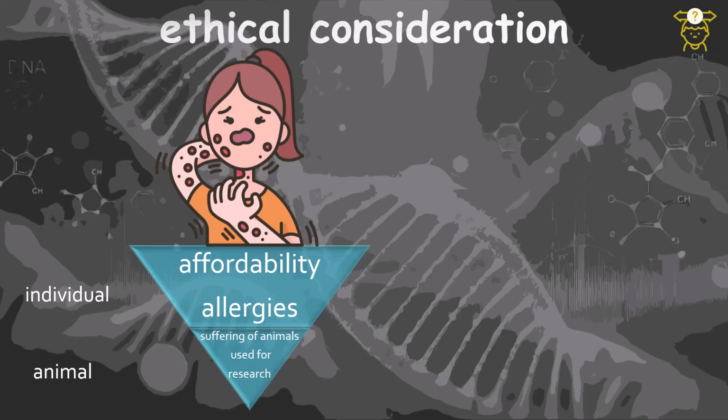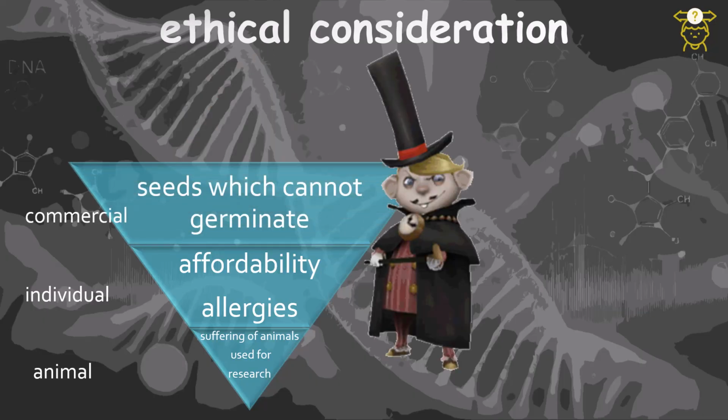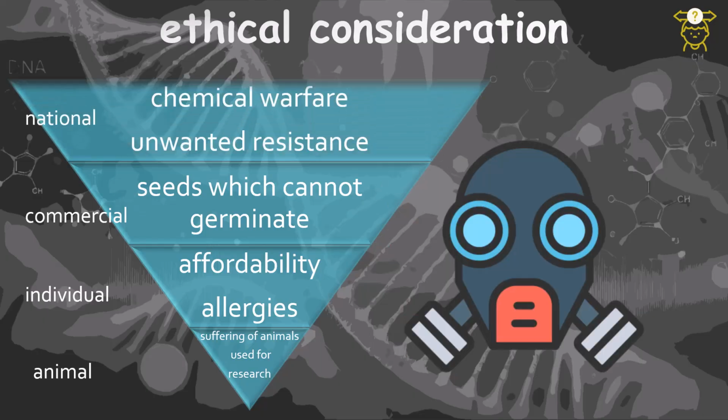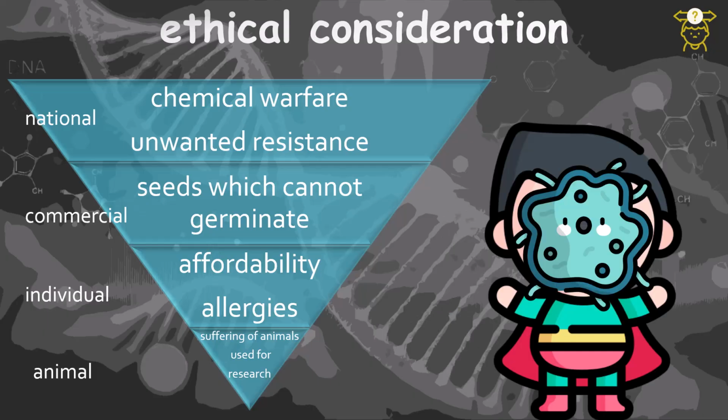At the commercial level, seeds produced from GM crops might be genetically engineered so that they are unable to germinate. This raises ethical concerns about whether it is right to force poor farmers to buy GM seeds every season. At the national level, genetic engineering research could be a precursor to chemical warfare, and resistance genes might unintentionally pass on to unintended organisms, such as weeds or bacteria, leading to ineffective pesticides or disease treatments.